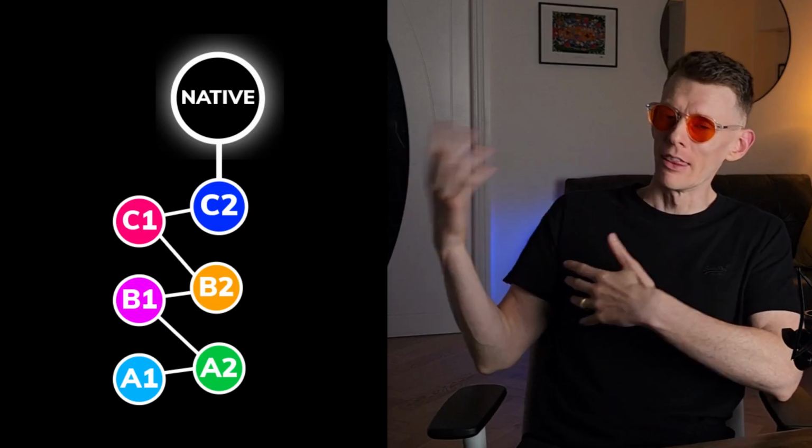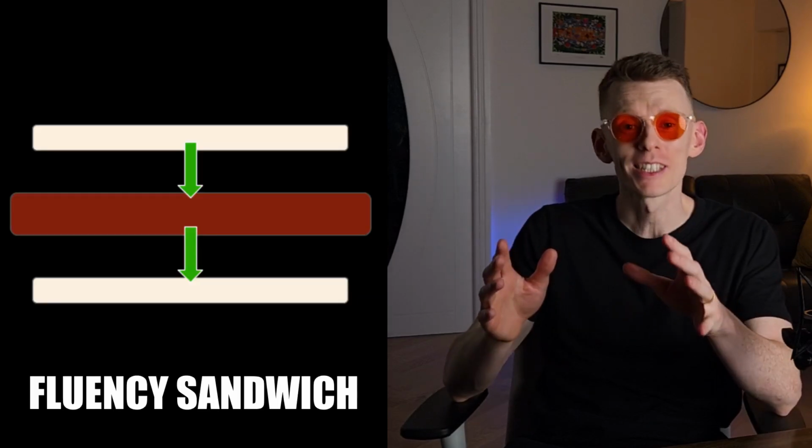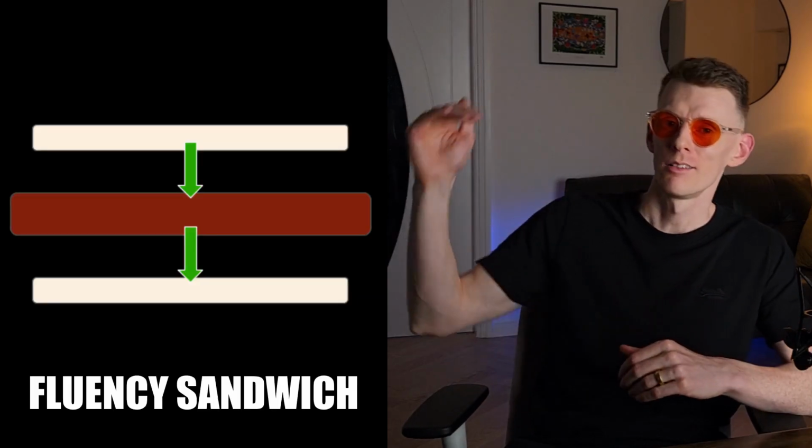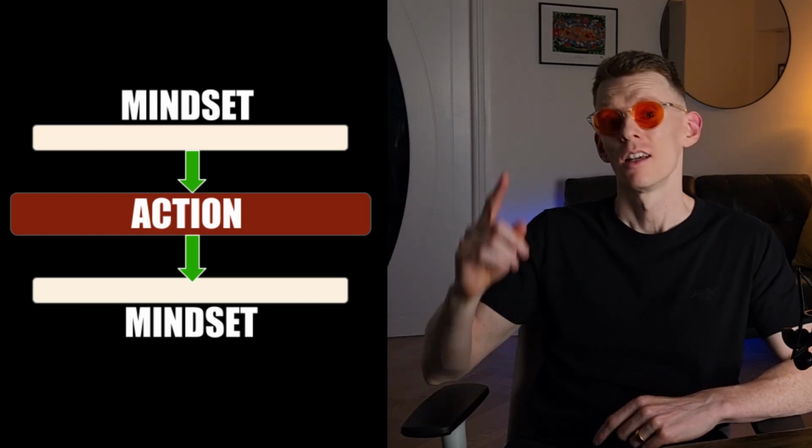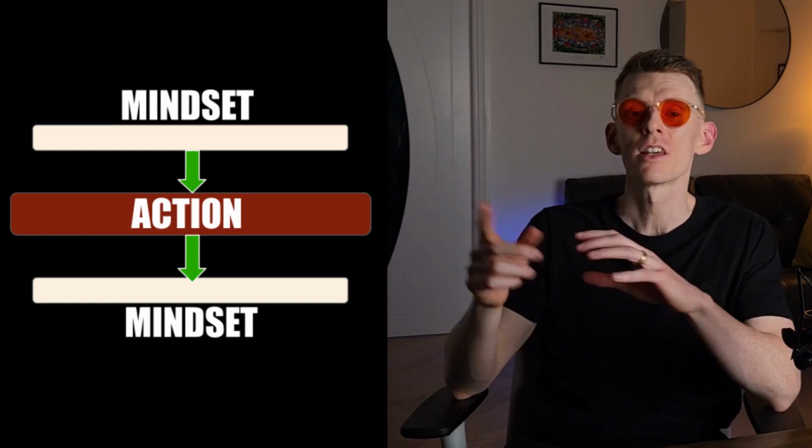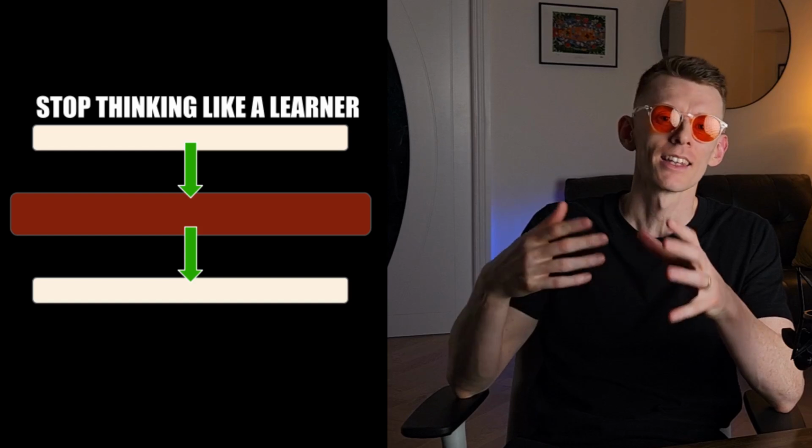Now, this will only work if you have a reasonable English level. You don't have to be a Shakespeare level, but we're not learning verb to be, my name is, and I like. If you're still with me, you're good enough. So how do we go from this to this? You need to eat the fluency sandwich. We have bread, meat, bread: mindset, action, mindset. First mindset shift, stop thinking like a learner.